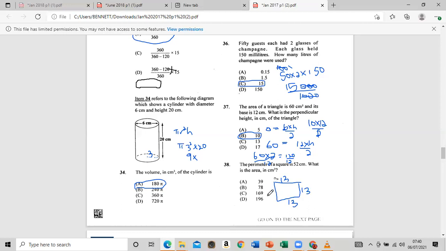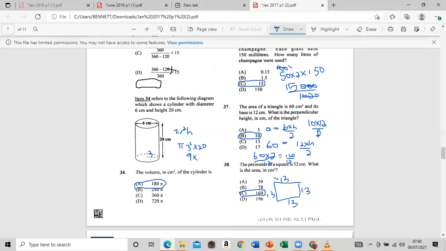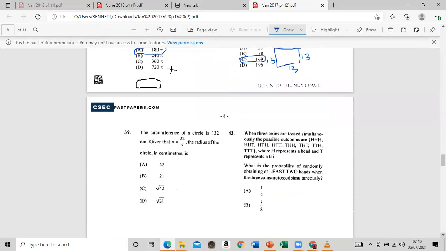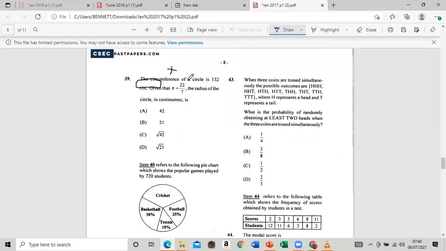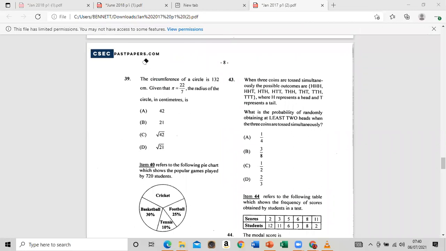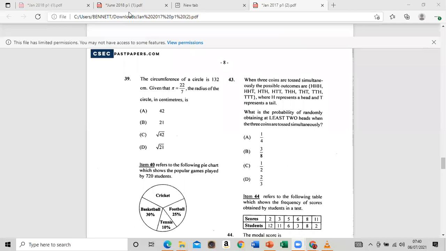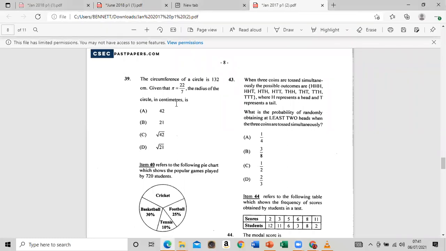So that's 13, 13 twos are 26, 52. So 13 times 13. All right. On to 39.